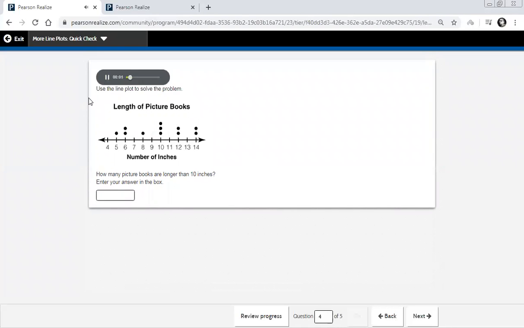Use the line plot to solve the problem. How many picture books are longer than 10 inches? Enter your answer in the box. This question also, guys, I like it really. He's asking about how many picture books are longer than 10 inches. Come on, let's just check the line plot that we have. The lengths which are more than 10 are 12 and 14. And you can see here that 12 has been repeated twice and 14 has been repeated also twice. So both of them have been repeated 4 times. So I should write down here inside the box 4. Yes, excellent.